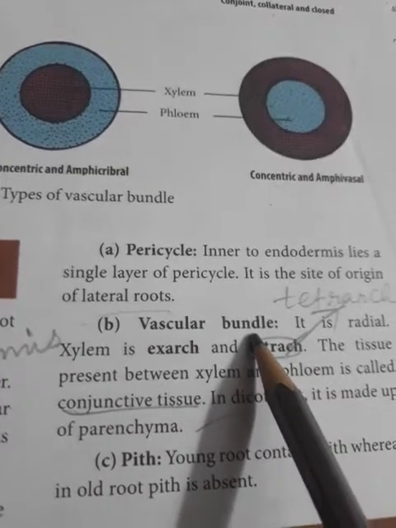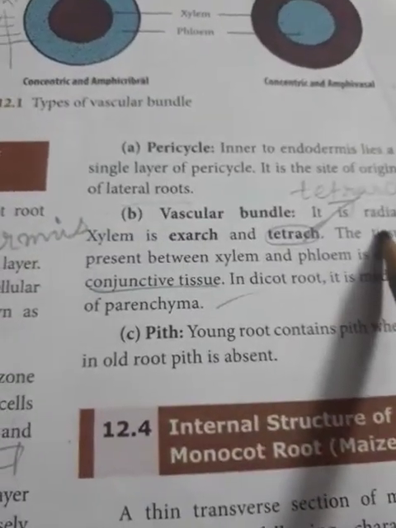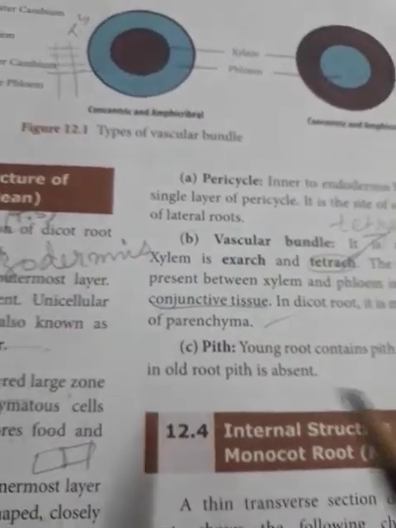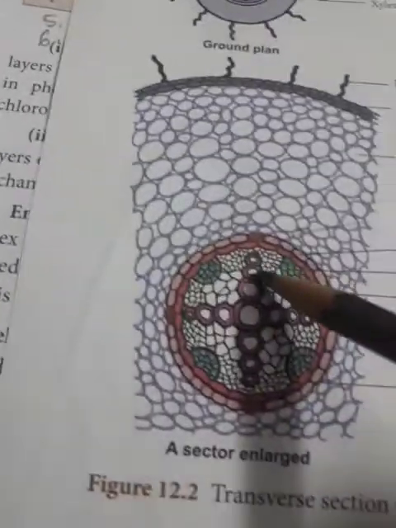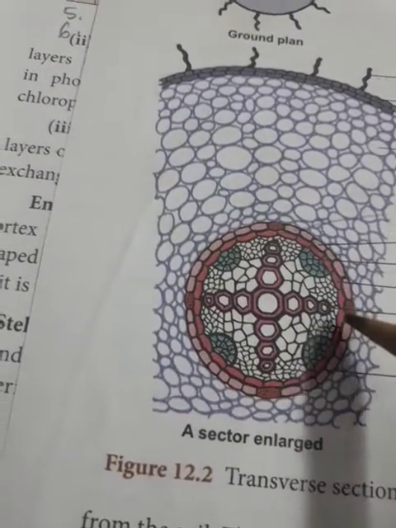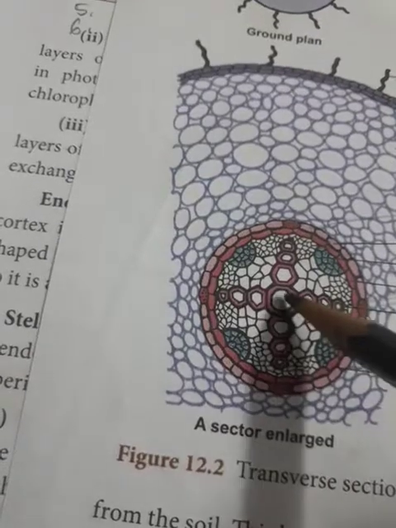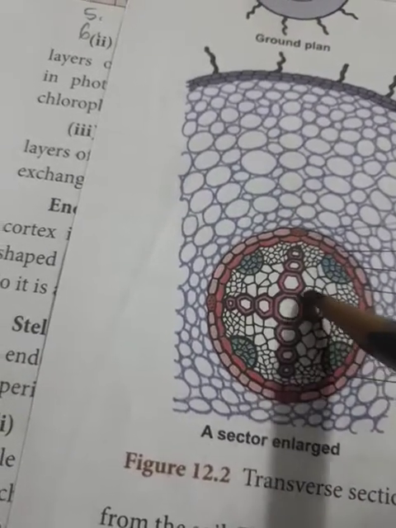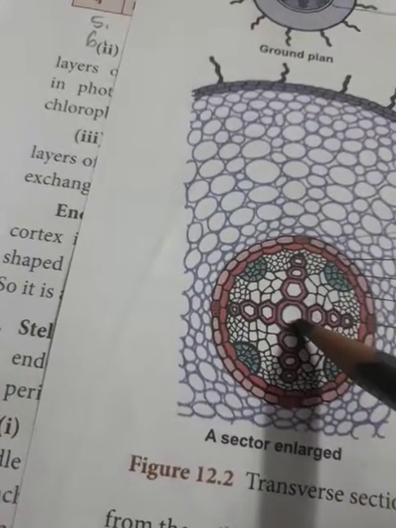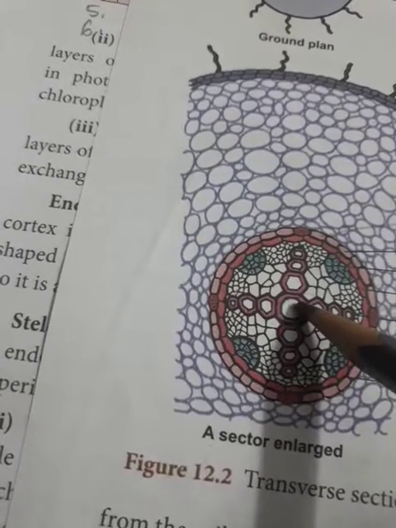Now the vascular bundle. Vascular tissue of the root we have already discussed in the previous class. It is a radial arrangement. Xylem is exarch, which we have also told. Protoxylem will be there towards the periphery. Protoxylem means small size xylem, towards the outer side. Metaxylem means very big xylem vessels. Metaxylem will be present towards the center.